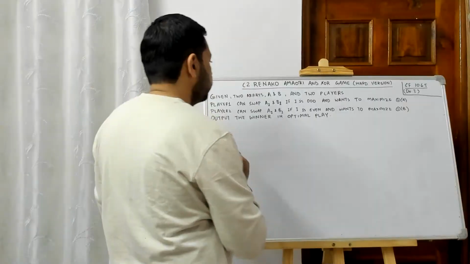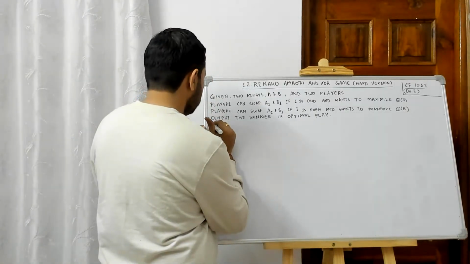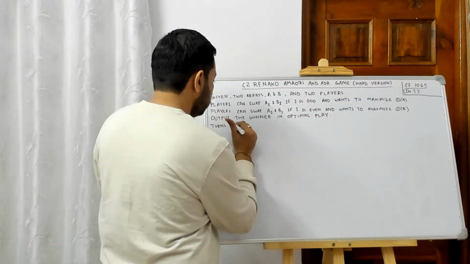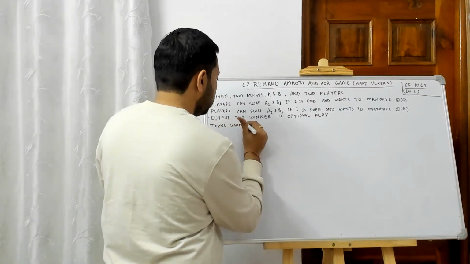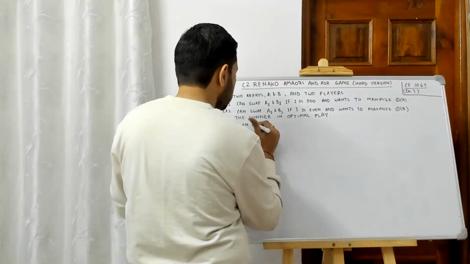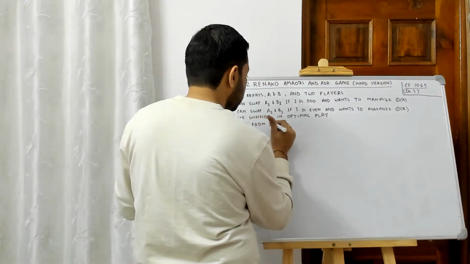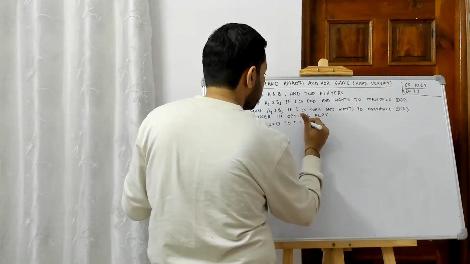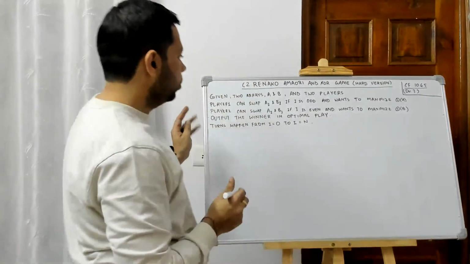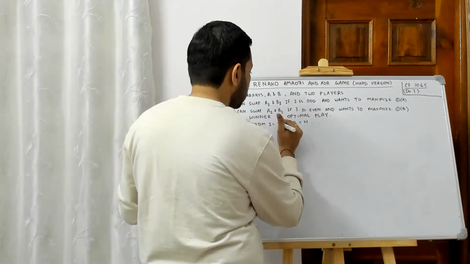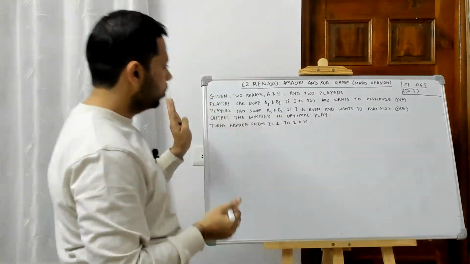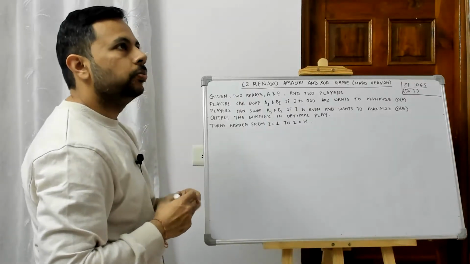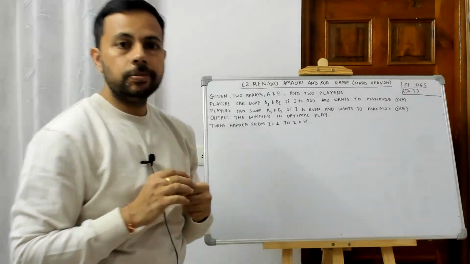Turns happen from I is equal to 1 to I is equal to n. So sorry, not I is equal to 0. I is equal to 1 to I is equal to n. So you go from left to right and try to maximize the array.